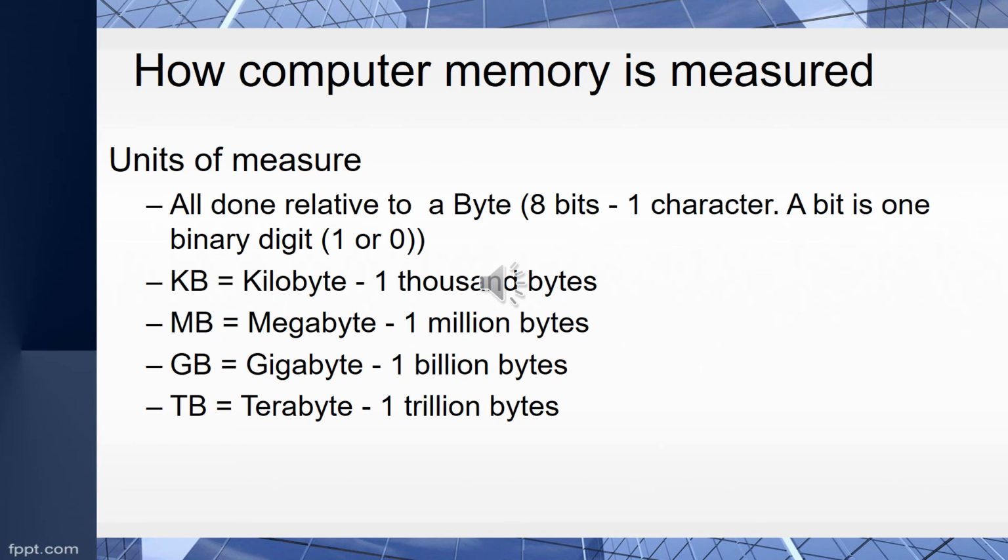A kilobyte equals 1,000 bytes. A megabyte equals 1,000,000 bytes. A gigabyte equals 1 billion bytes. And a terabyte is 1 trillion bytes. These represent both main memory storage capacity and output device storage capacity.